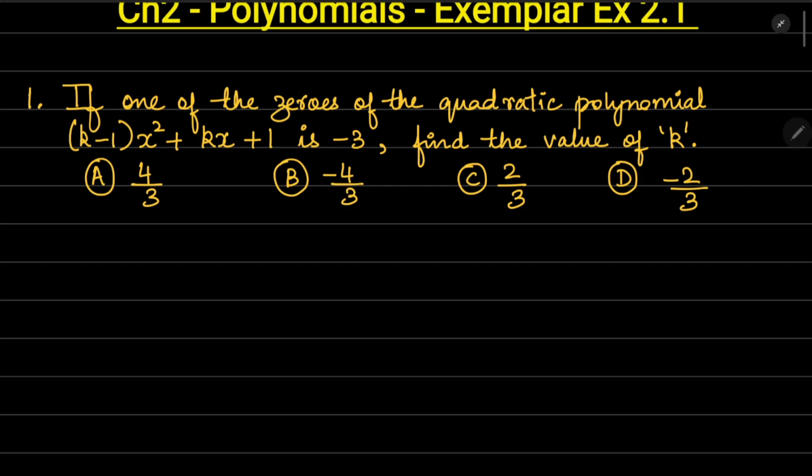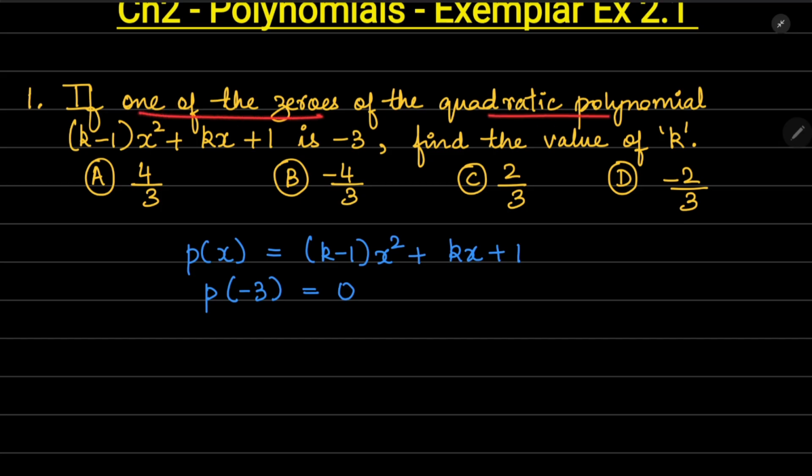First of all, let us write what is the polynomial p of x. So let the polynomial p of x be (k minus 1) into x square plus kx plus 1. This is the given polynomial. And we are given one of the zeros of this p of x is minus 3. What does that mean? If you substitute in place of x, if you put minus 3, then the value of the polynomial becomes 0. That is what it means when the question says that one of the zeros of the polynomial is minus 3. At x equal to minus 3, the value of the polynomial is 0. That is why it's called a 0.